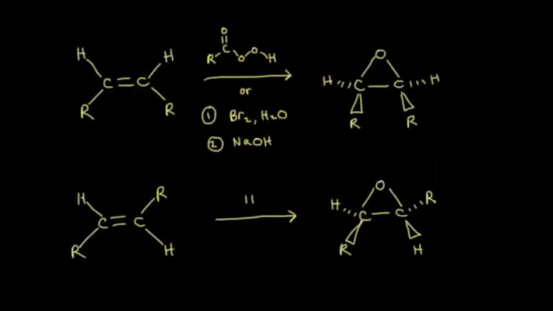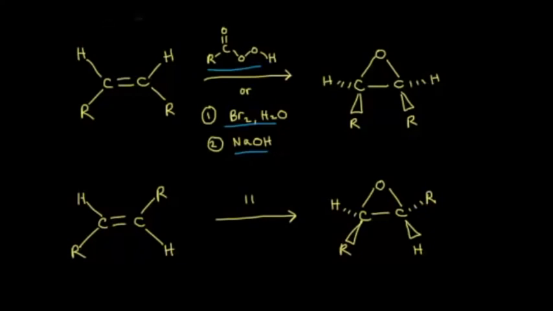In the last video, we saw two different ways to form an epoxide from an alkene. The first way was to add a peroxy acid. The second way was to first form a halohydrin using bromine and water, and then using sodium hydroxide to start an intramolecular Williamson ether synthesis to form our epoxide. In this video, we'll look at the stereochemistry of epoxide formation for either of these two reactions.